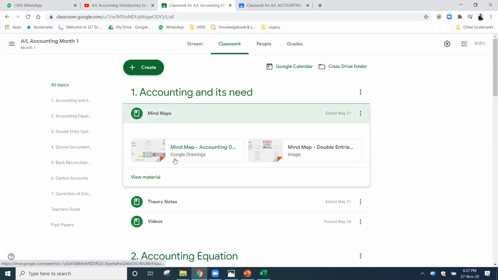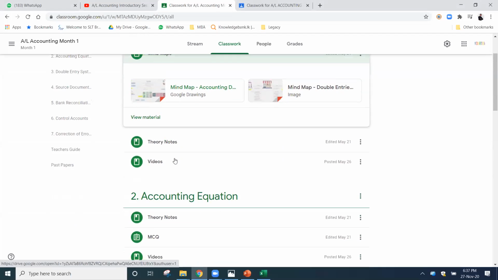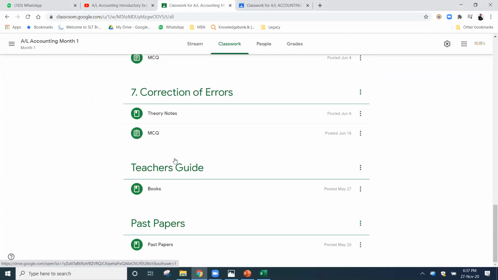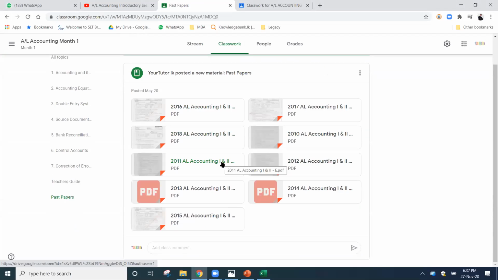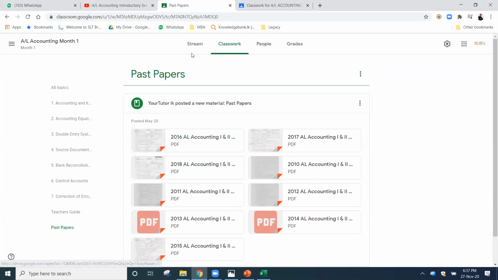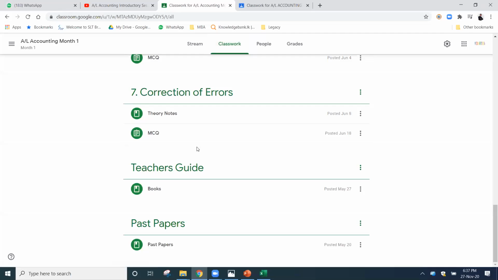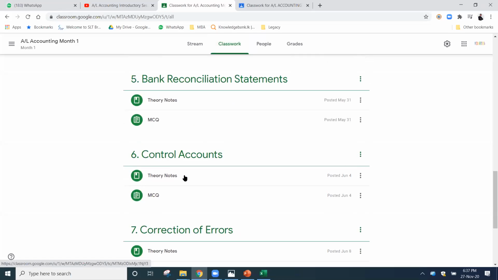This is the program we did for 2020. All the past papers will be here. I will upload all the past papers up to 2020 into this, so when you need the papers, you can download them from here.